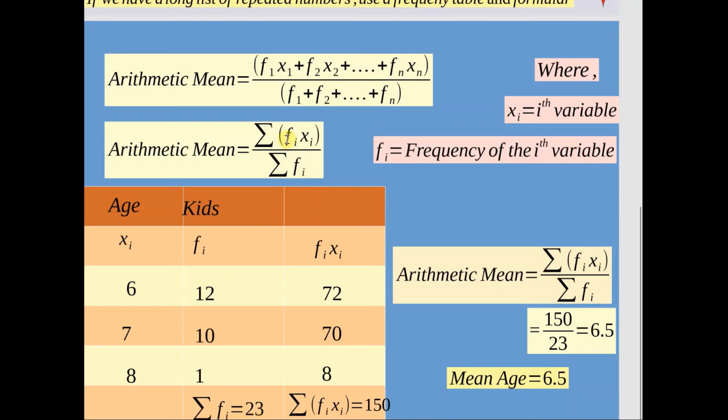Now I also have to sum the fi xi, so I sum this and I get 150. So the arithmetic mean is 150 divided by 23. Put this in a calculator and it's approximately 6.5. So the average age or the mean age in the class is 6.5. Thank you.